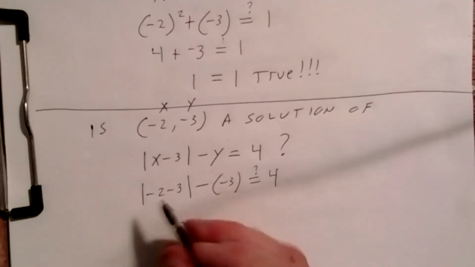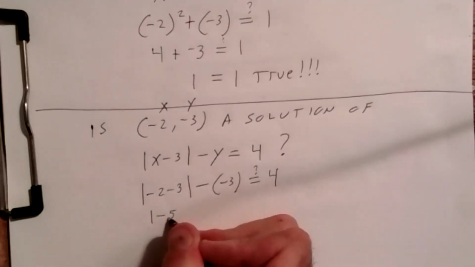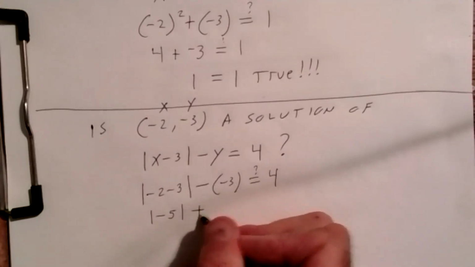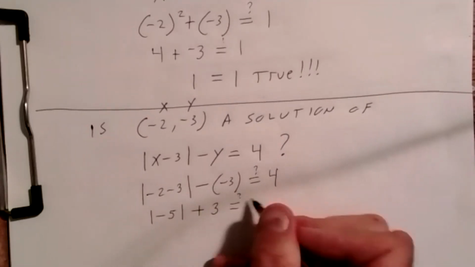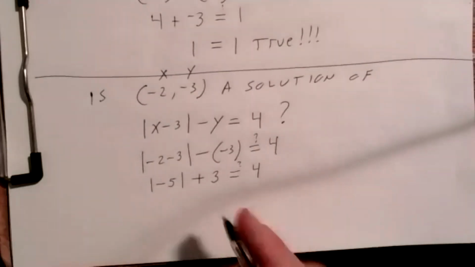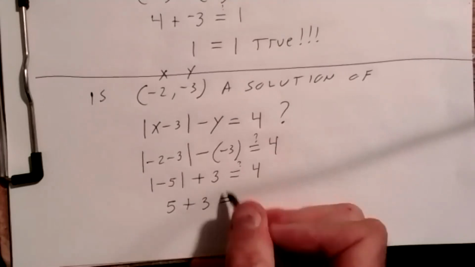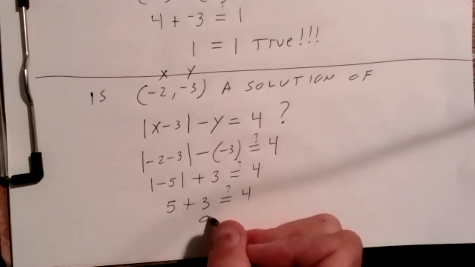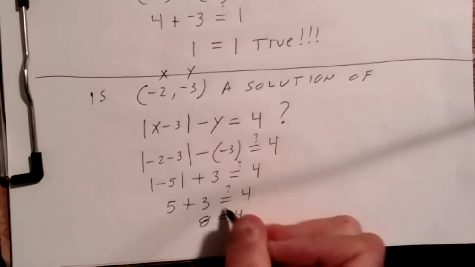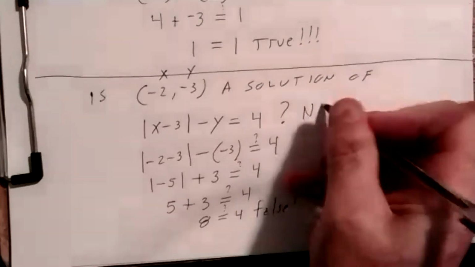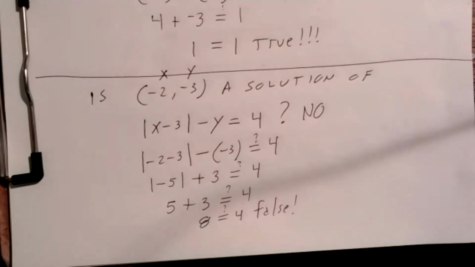Well, -2 minus 3 is -5. So we have the absolute value of -5. Subtract a -3. Subtracting a -3 is like adding 3. Is this true? The absolute value of -5 is 5, and 5 plus 3, does that equal 4? No. That's false. So the answer is no. This ordered pair is not a solution of this equation in X and Y.